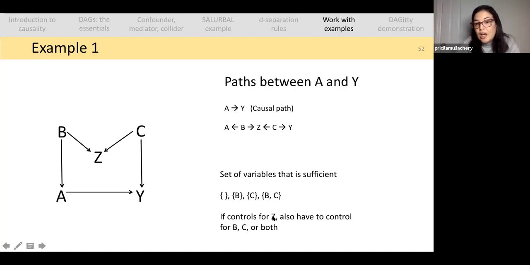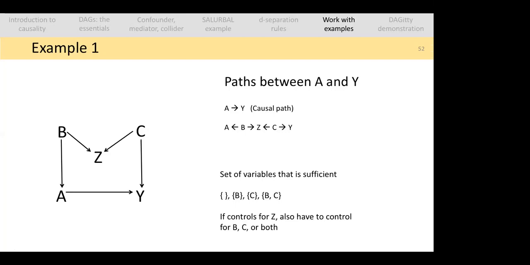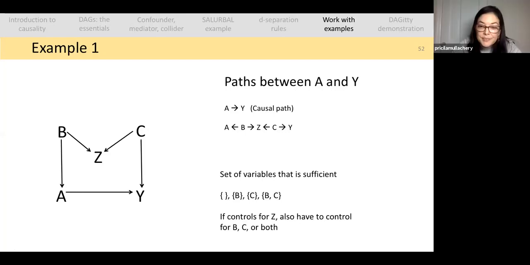Okay, but I cannot control for Z. If I control for Z, I open this path, which means that I have to adjust by either B or C. Any questions about this one? Quick question. Can you control for B, C, and Z? Yes. And that will be fine. Yes. Okay.